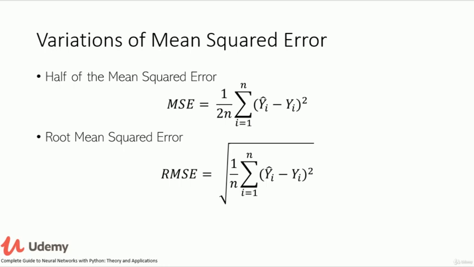Just to know, sometimes people do use half of the mean squared error, so they just divide it by 2. Now the root mean squared error is just your MSE, your mean squared error, but with a square root. So you just take the square root of this MSE loss function. It depends on what your application is, and there are also other variations, but I just chose these two. You can definitely look them up if you're interested.